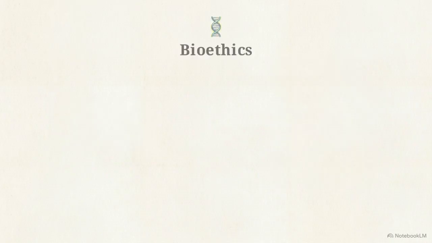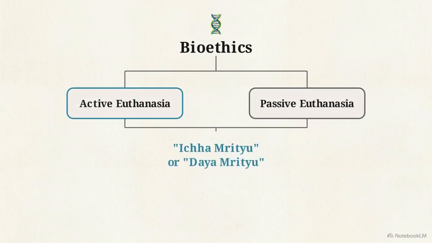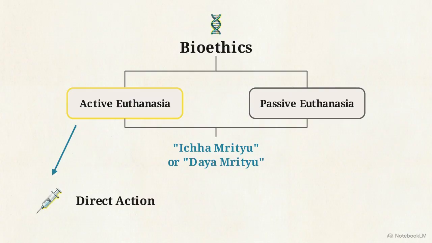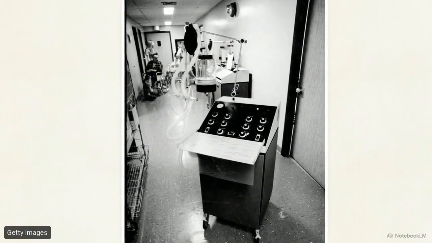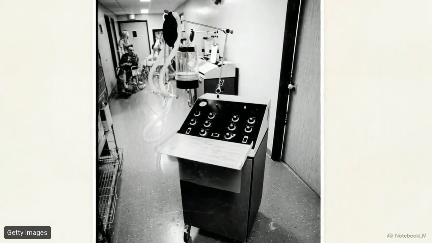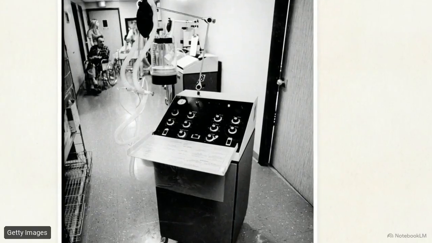In the bioethics cluster, the terminology becomes more technical. The most frequent points of friction are active and passive euthanasia, or icham richu. Active euthanasia involves a direct action, like an injection, to end suffering. Passive euthanasia involves stopping life-sustaining machinery, like this ventilator, to allow a natural death.